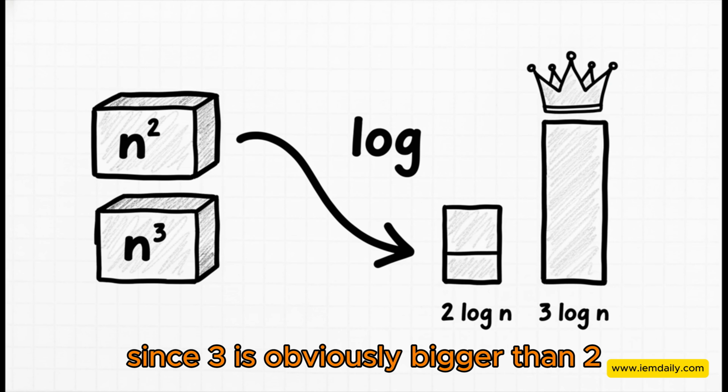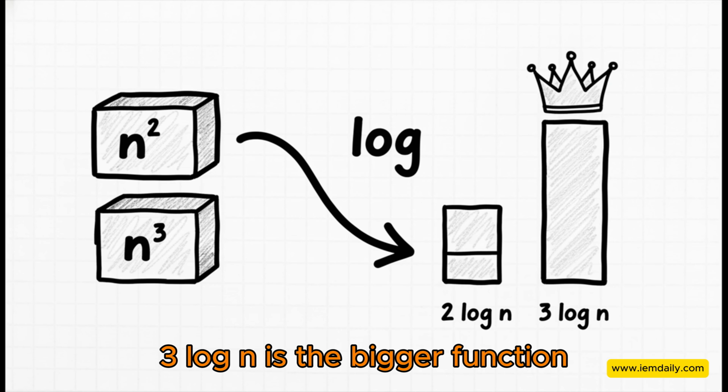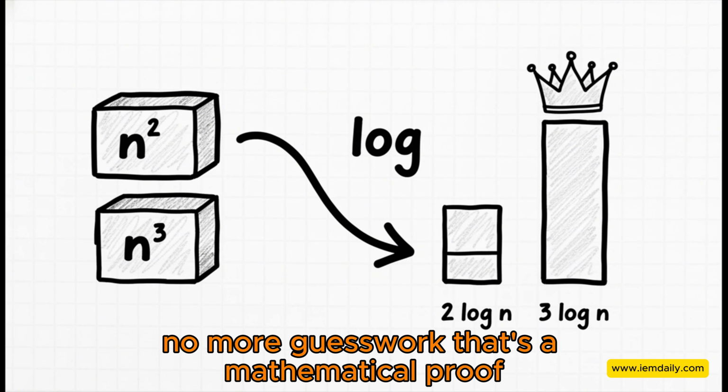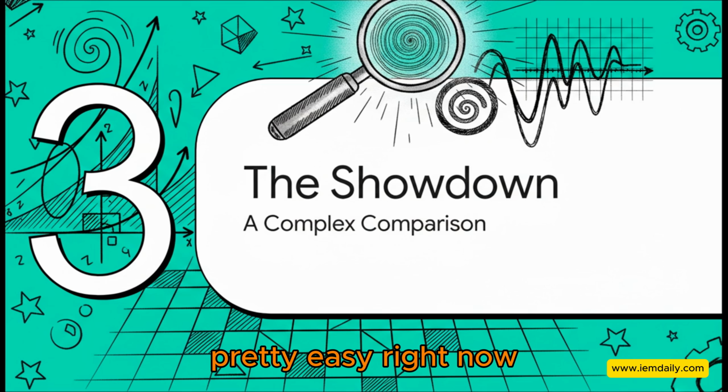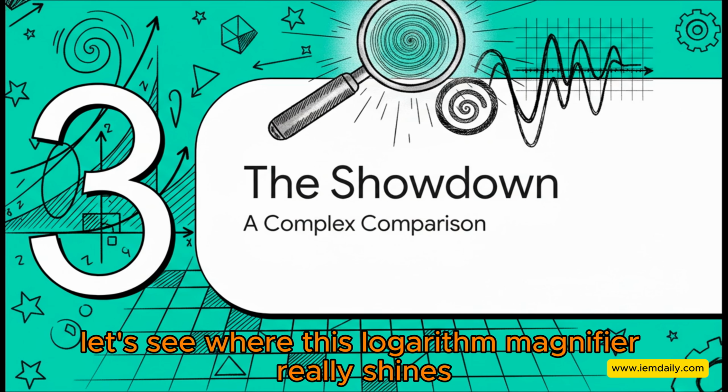Since 3 is obviously bigger than 2, 3 log n is the bigger function. No more guesswork. That's a mathematical proof. Okay, that was the warm-up round. Pretty easy, right? Now let's see where this logarithm magnifier really shines.